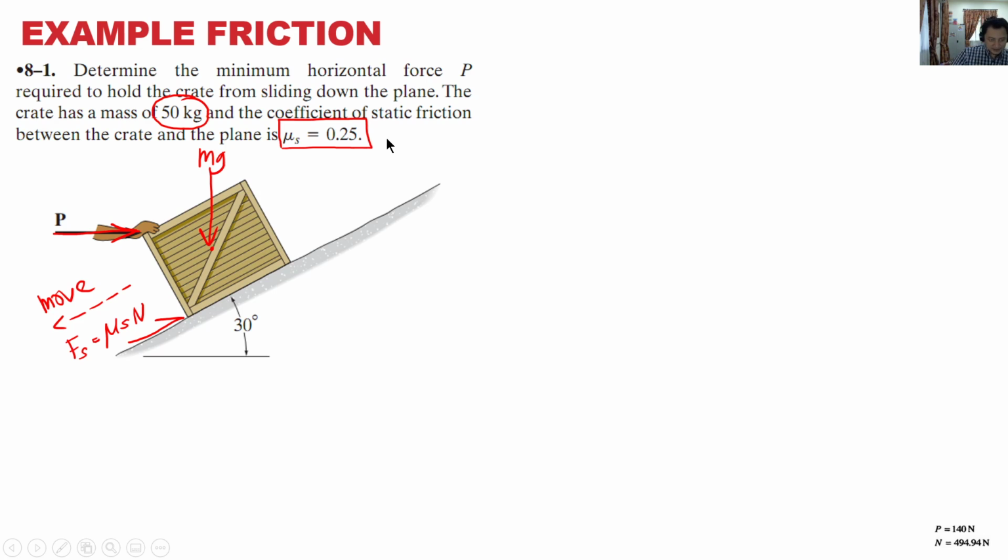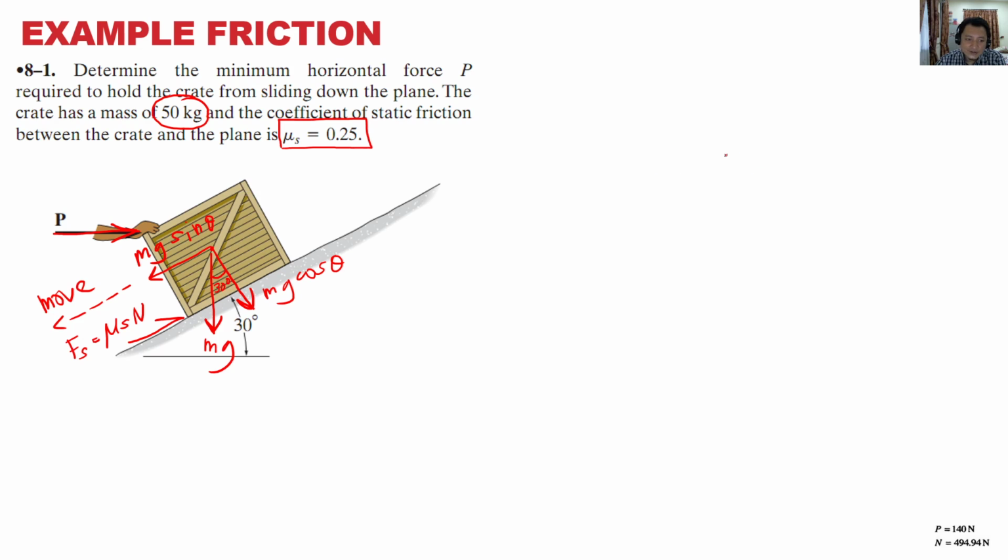So one thing for sure, in order to solve this, you have to resolve mg. Mg you have to bring forward, bring down. So if you bring mg down, it becomes like that. So you need to resolve it into two components, like so. This is mg. So if this is 30 degrees, this is also 30 degrees. So this will be mg sine theta, and this one will be mg cos theta.